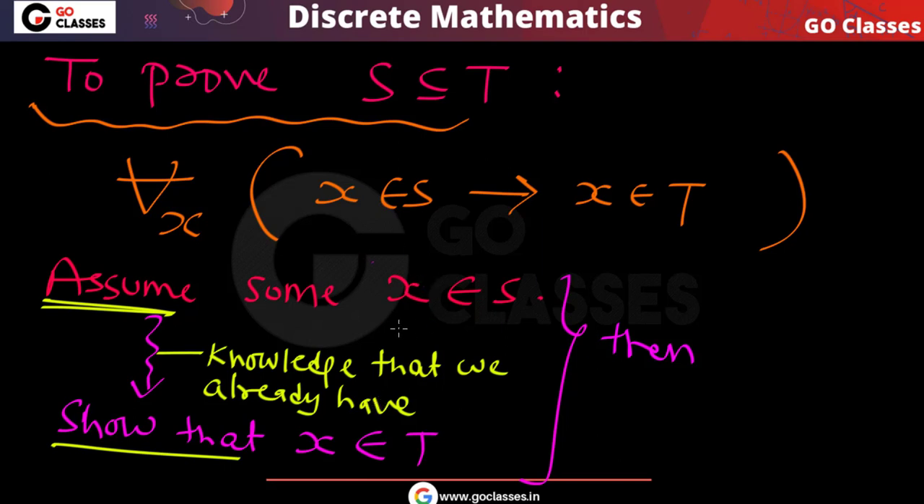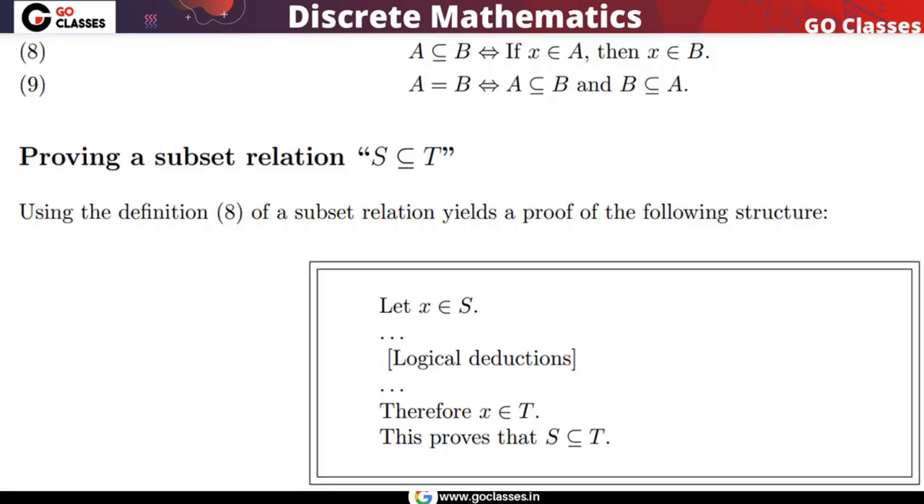Basically for an arbitrary element we are proving that if it belongs to S, then it also belongs to T. Then I can say that every element of S is in T, so I can say S is a subset of T. This is the method if you want to prove that S is a subset of T. So the idea is very simple. Let's assume that x belongs to S. Then you apply the concepts that you already know, logical deductions, and then you prove that x also belongs to T. And this will prove that for any element x, if it belongs to S, then it also belongs to T, and that is the definition of subset. So I can say that S is a subset of T. So this is the idea.